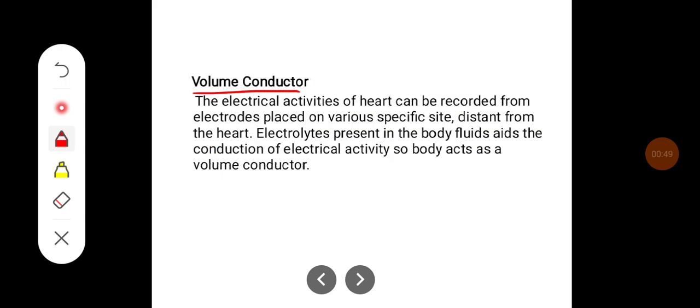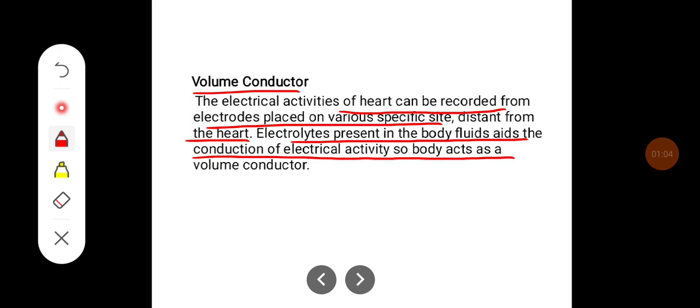Volume conductor. The electrical activities of heart can be recorded from electrodes placed on various specific sites distant from the heart. Electrolytes present in the body fluids aids the conduction of electrical activity, so body acts as a volume conductor.